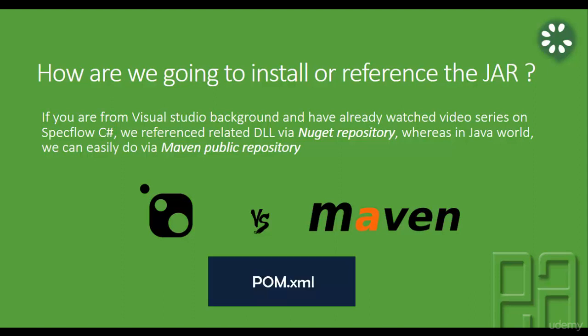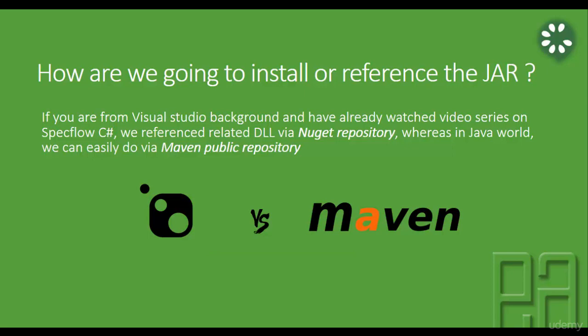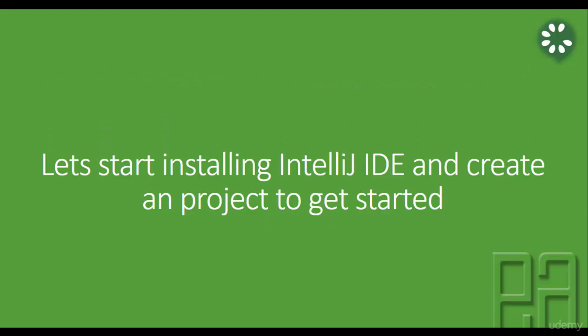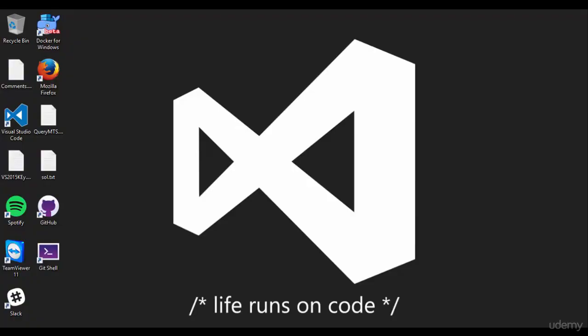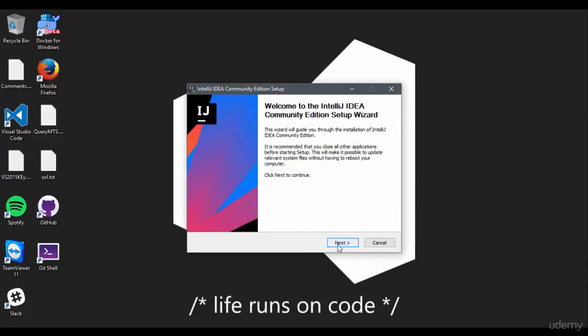So if you add the dependencies in that POM file, all the jar files required will be downloaded for you, right? So let's start installing IntelliJ IDE in our machine and start creating a simple project in our IntelliJ IDE. So for that, I'm going to flip to installation mode. I have already downloaded the IntelliJ IDE in my machine. So I'm going to start installing the IDE.